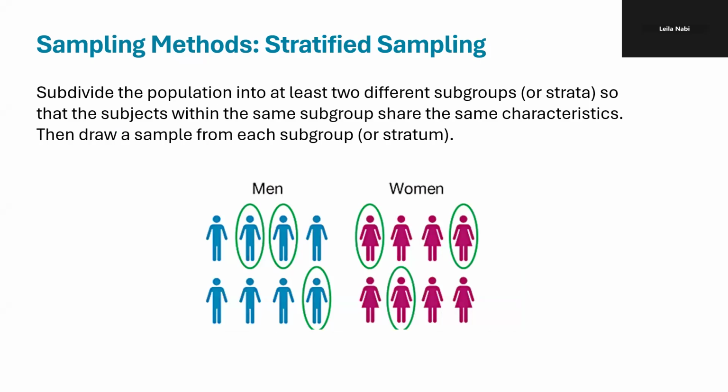The next sampling method is called a stratified sampling. Stratified means you divide the population into at least two different subgroups. But the groups that you put the population into have to have the same characteristic. For example, for a group of people, we can put them into two groups of men and women because they have the same characteristic. And then we draw a random sample from each subgroup. We pick some people out of the men group and we pick some people out of the women group. We pick some out of each group.